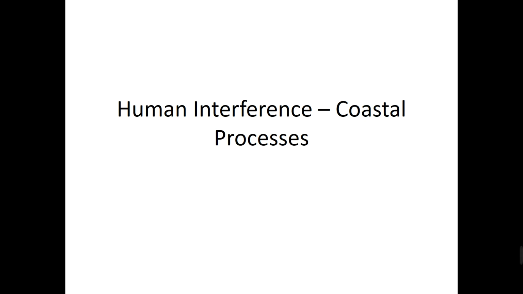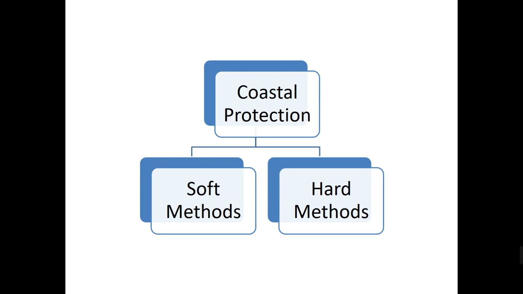And the problem is not going to go away. So we have to be able to try and slow down or prevent coastal erosion. And this is the main example of how humans interfere with coastal processes. So, coastal protection is basically humans trying to prevent erosion from happening. And this falls into two different categories: soft methods and hard methods.